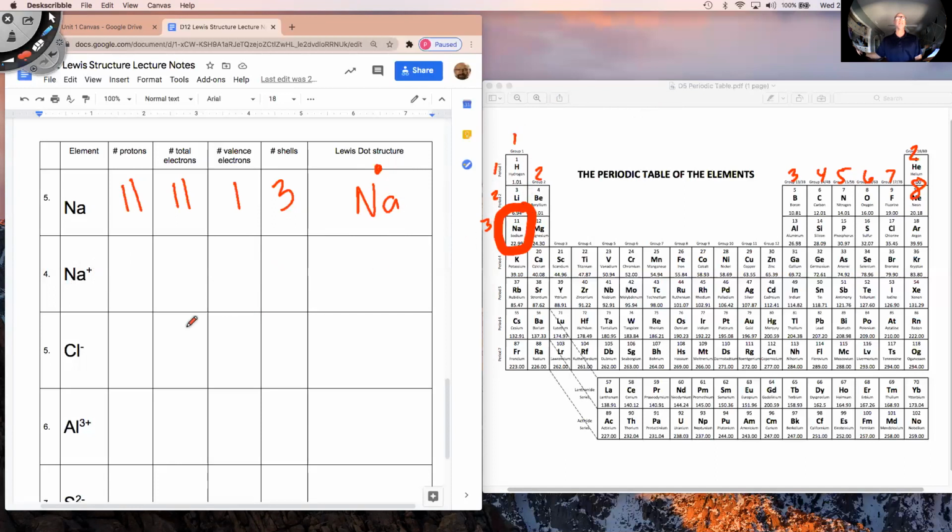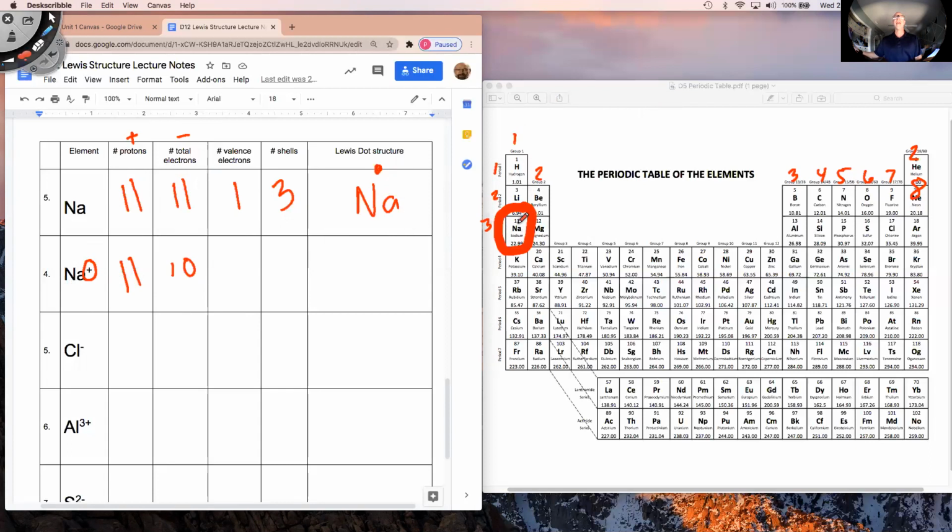Now let's try Na+, which is right here. So Na+ has how many protons? That's right, there are 11. How many total electrons are there? Don't say 11 because this has a plus charge right here. Remember, this means there's 1 extra proton. Remember, the protons are positive, the electrons are negative. So if there's 1 extra proton, we must only have 10 electrons.